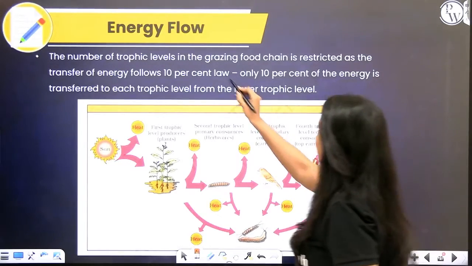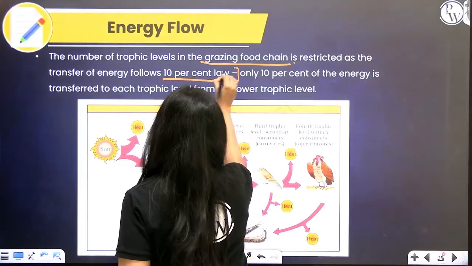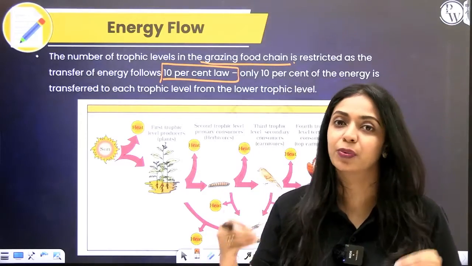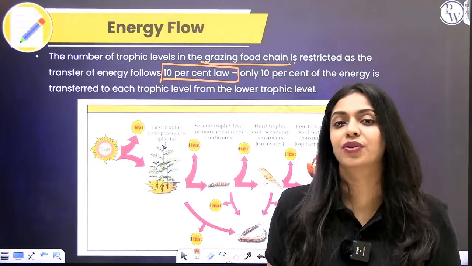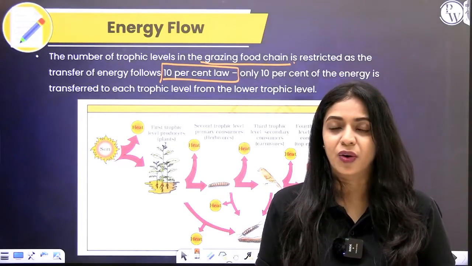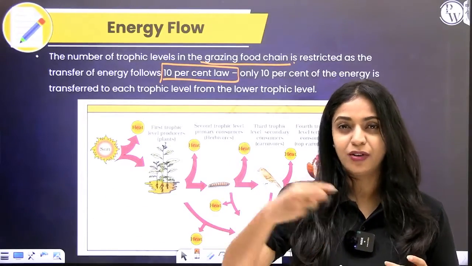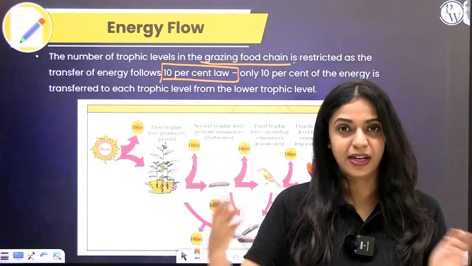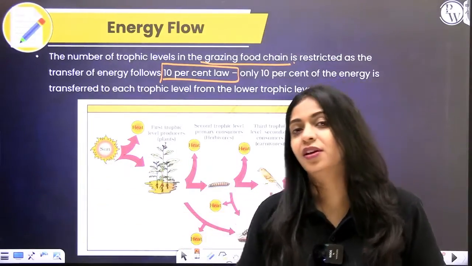When we consider a grazing food chain, the number of trophic levels is limited. That is because transfer of energy follows something called the 10% law. Whatever energy is present in the producers, only 10% of it will go to the primary consumers. Whatever energy is there in the primary consumers, only 10% of it will be transferred to the secondary consumers. That is called the 10% law. As you go to the next trophic level, the amount of energy that is passed on will get smaller and smaller, because 90% of it is lost as heat. Only 10% gets passed on. Eventually, it will be so little that you can't afford to have another trophic level.